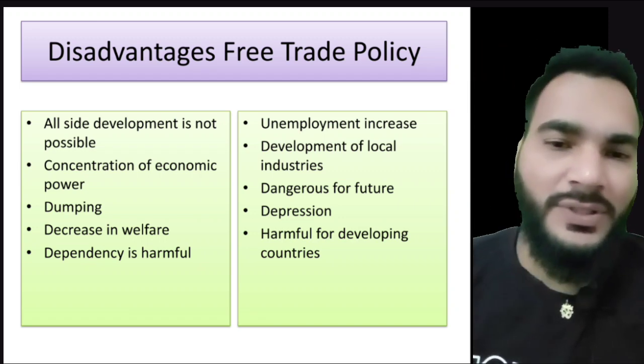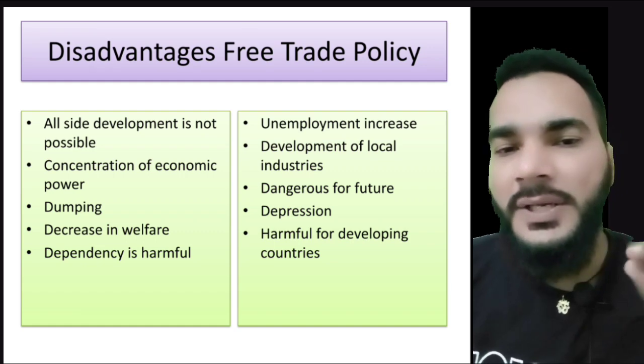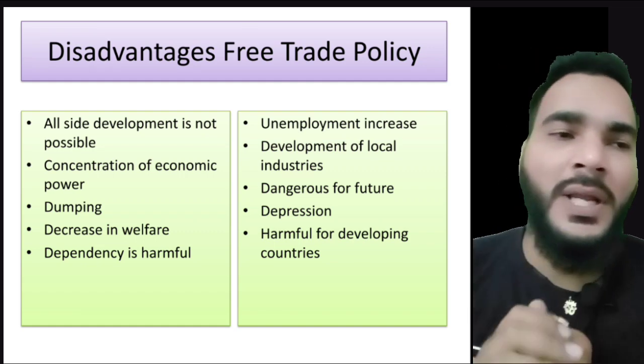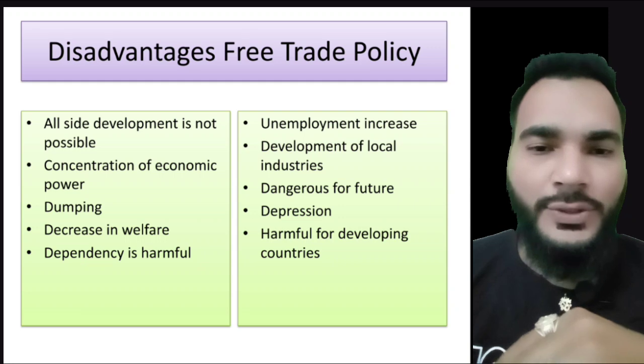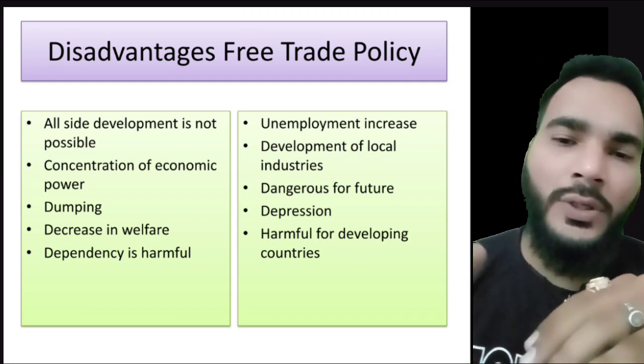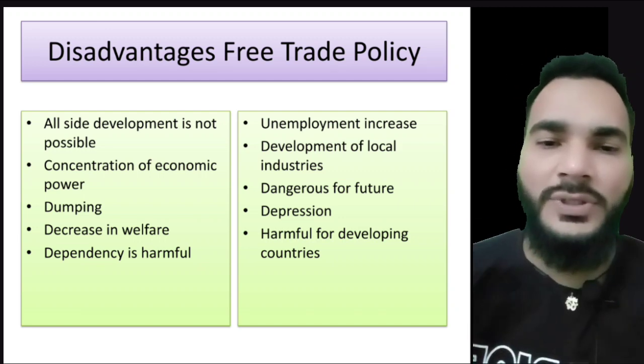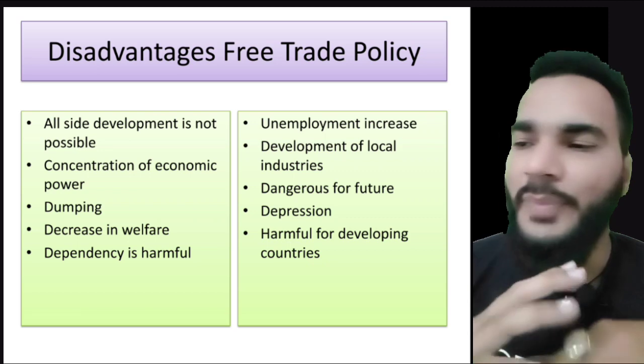Second, we have concentration of economic power. We have different sectors: primary, secondary and tertiary. What would happen if a country focuses on industries only? The concentration of the economy would be only on the industries. Now, the agriculture sector and the service sector, both of these sectors would remain backward.